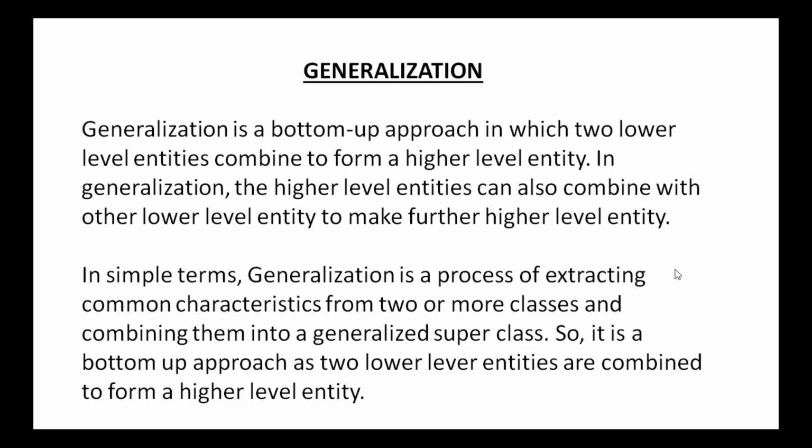Coming to generalization, generalization is a reverse process. Generalization is a bottom-up approach. That means first of all lower level entities are to be identified. Based on the common characteristics of the lower level entities, those lower level entities are to be combined to form a higher level entity known as the entity supertype. That means the lower level entities are to be combined to form the higher level entity.